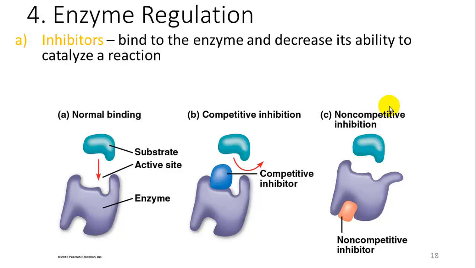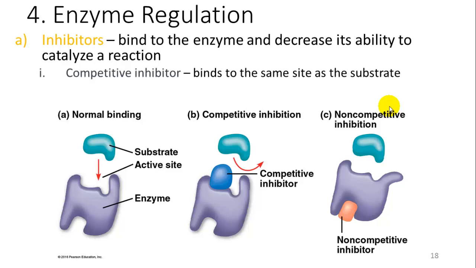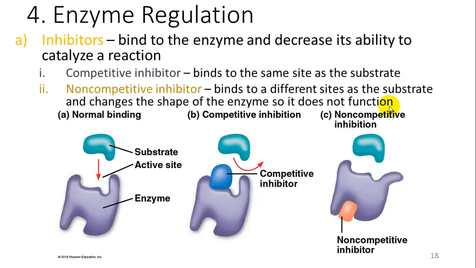We talked about these in lab. There are 2 different ways in which an inhibitor can bind to decrease the enzyme's ability to affect a reaction. The first is a competitive inhibitor. This is something that binds in the same site as the substrate. And so when it is bound there, the substrate cannot bind and it cannot react. A non-competitive inhibitor then will attach at a different spot, and it will change the shape so that the substrates can't bind.